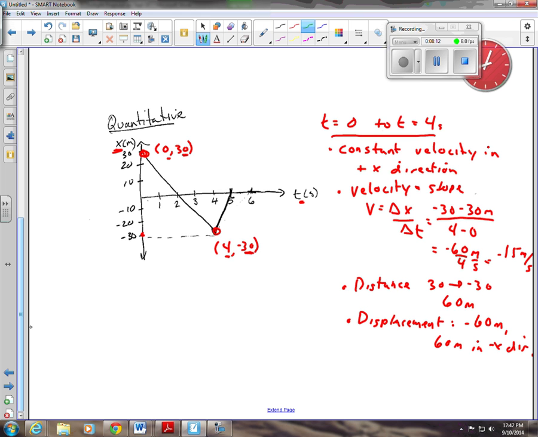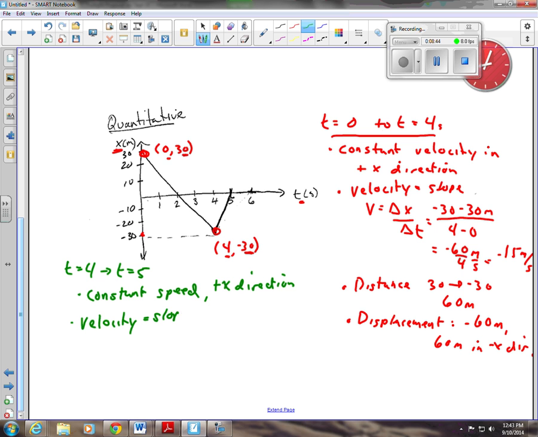I'm going to do from t equals 4 to t equals 5. Just describing it, it's going at a constant speed. How do I know it's constant speed? It's a straight line. And it's in the plus x direction. It has a positive slope. That means it's going in a plus x direction. Now, for more detail, I can find the velocity. That's the slope.